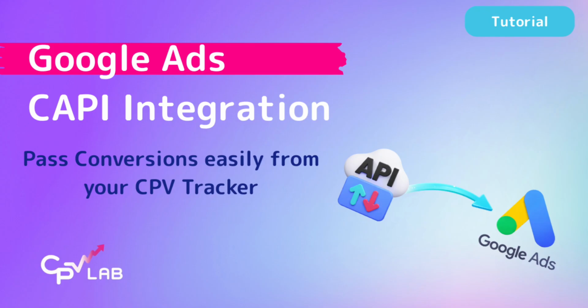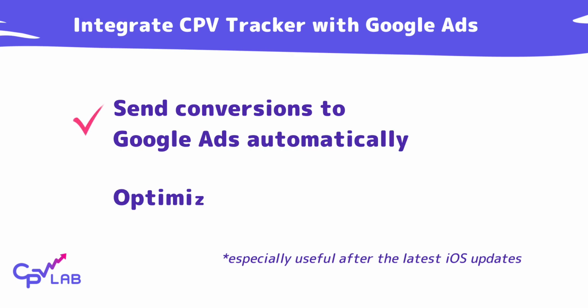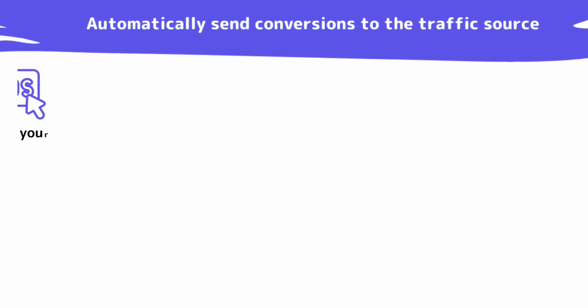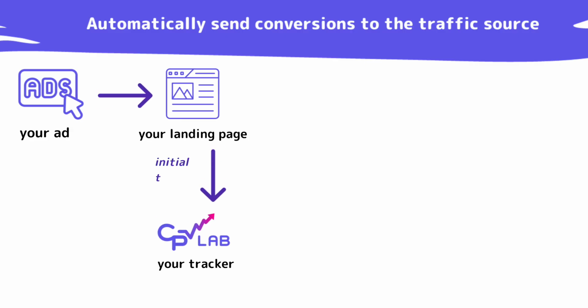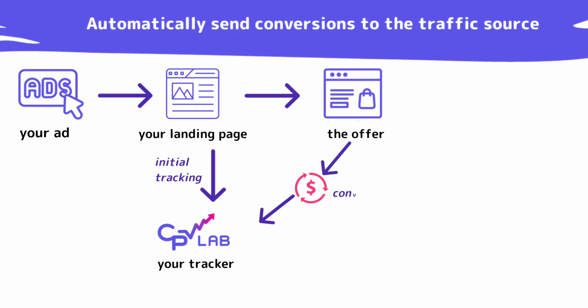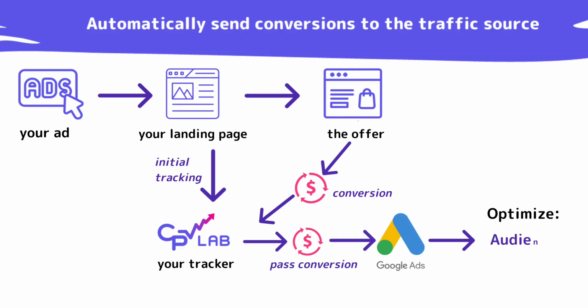In this video, I will show you how to integrate the CPV tracker with your Google Ads account in order to pass conversions automatically to Google and optimize audiences. Passing information from the tracker to the traffic source is a very important part of campaign optimization. This allows the traffic source to understand which visitors convert better in your campaign and to optimize your audience by delivering better quality traffic in the future.